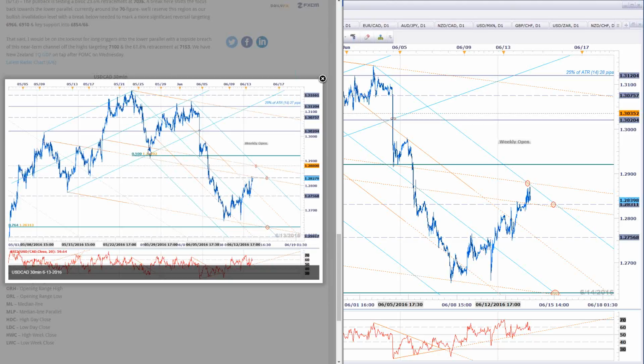Although we broke through it here in late May, you can see some really nice pivots here into the June open. It was the origin of the break and the opening range break last week, which gave us that drop, and that converged on the upper median line parallel. So we highlighted a region around 128.80. We just came just shy of that in this morning's rally.